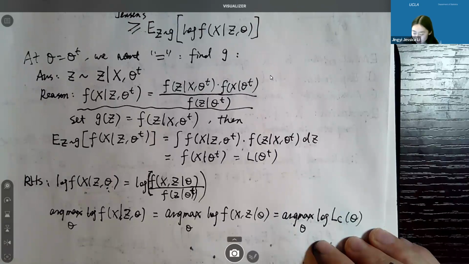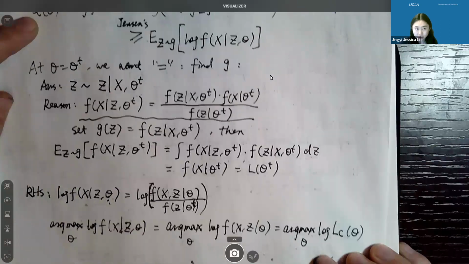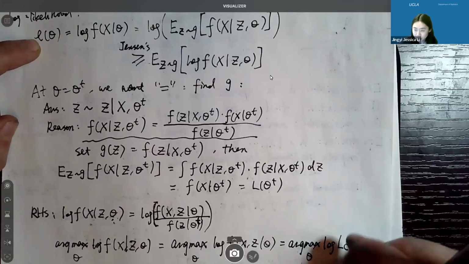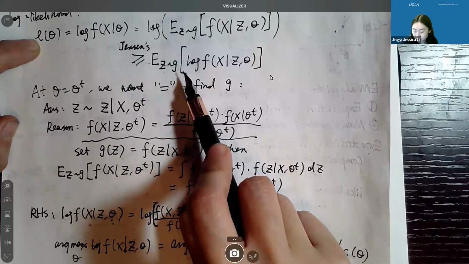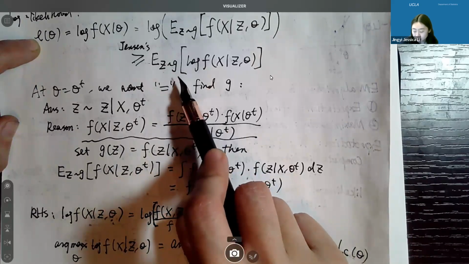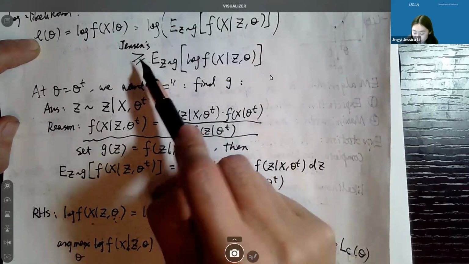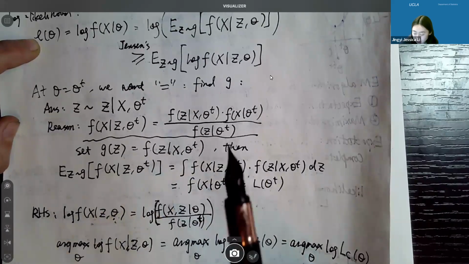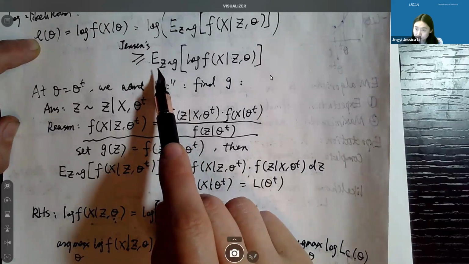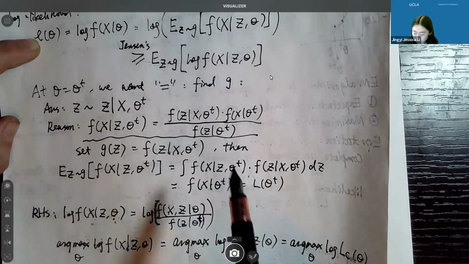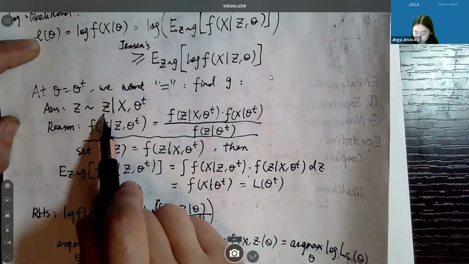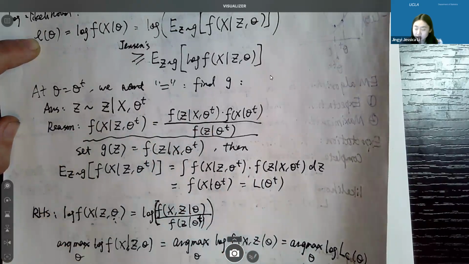So our goal is that, given the current theta t value, we want to find the lower bound of this log likelihood, this L theta function, using Jensen's inequality. And we found that to make the inequality become equality at theta t, we just need to set the distribution of z to be equal to the posterior distribution of z given x and theta t.